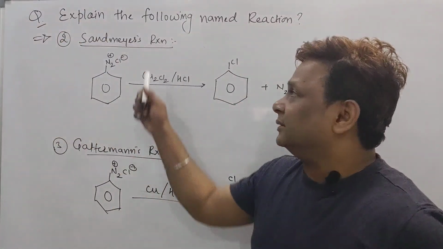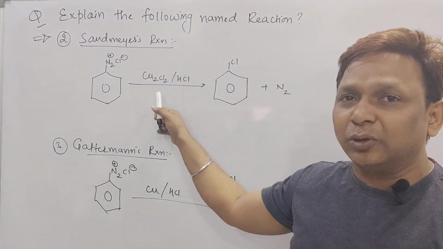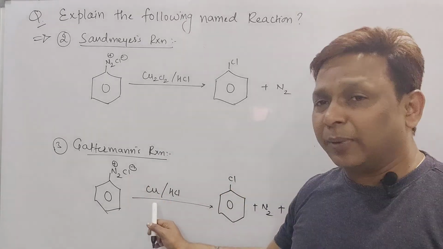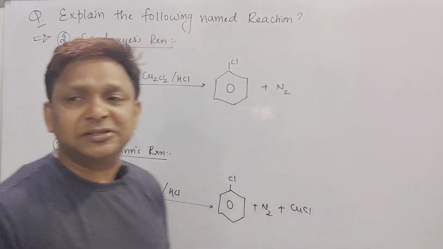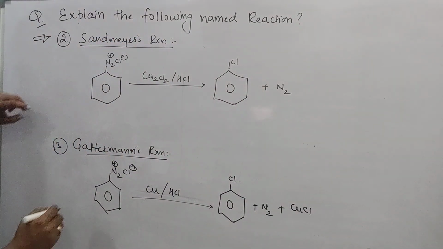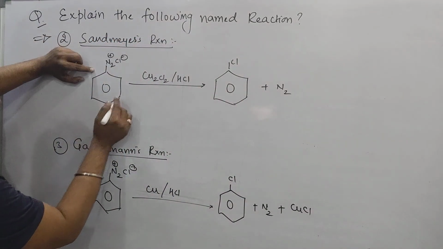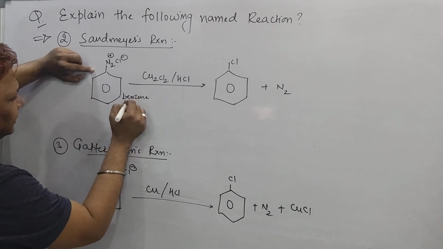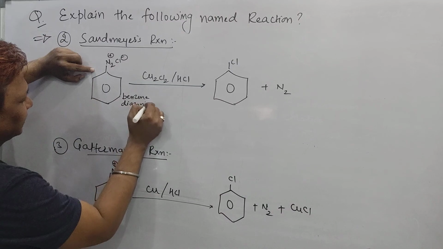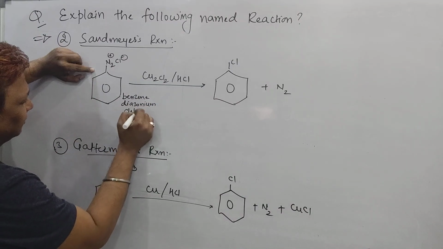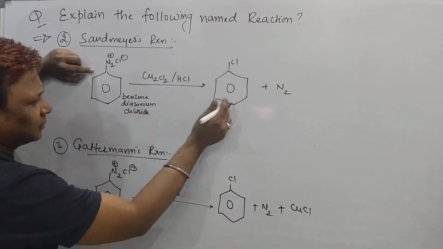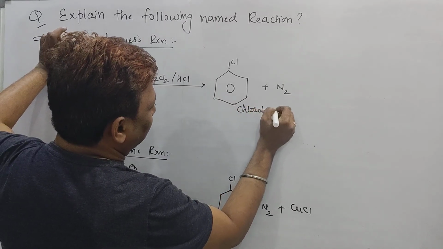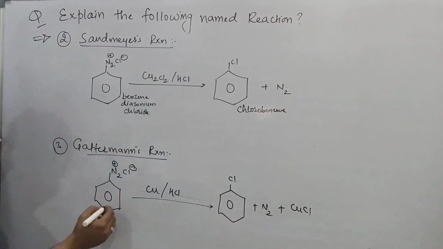See beta, in the Sandmeyer we are using Cu2Cl2 in presence of HCl, but in Gattermann we are using what? Copper powder with HCl. If you want to write the statement, I'll tell you beta how to write the statement. What is the name of this compound? So this is called benzene diazonium chloride. What is the name of this compound? So this is called chlorobenzene. Here also it is the same.